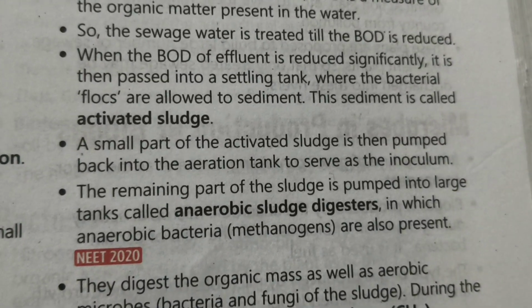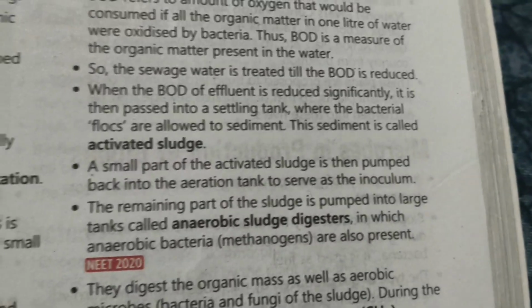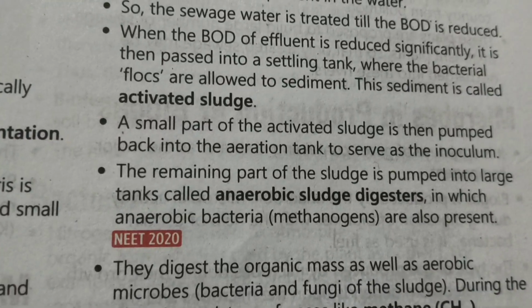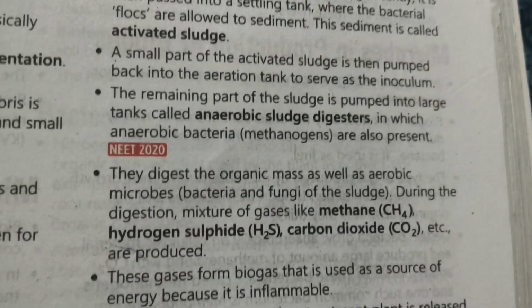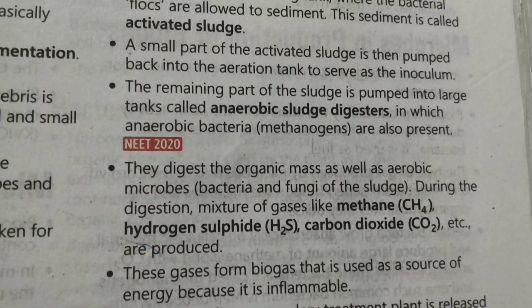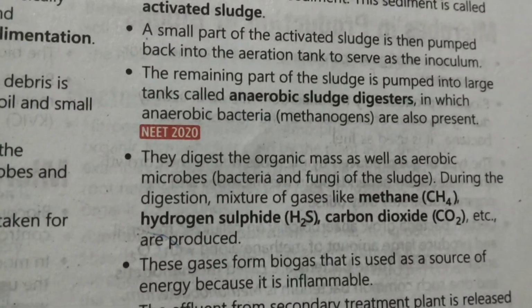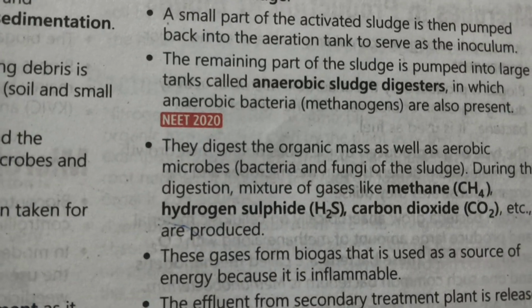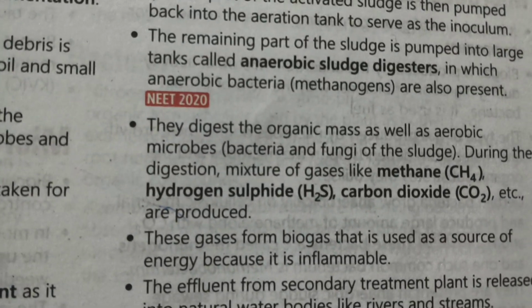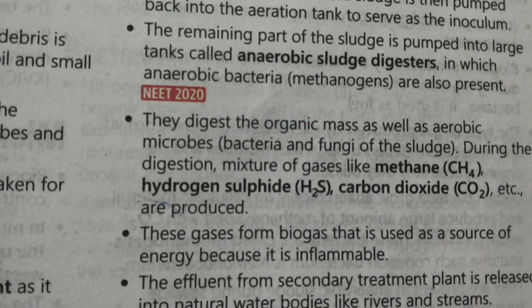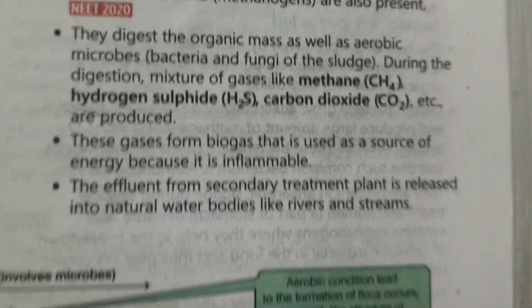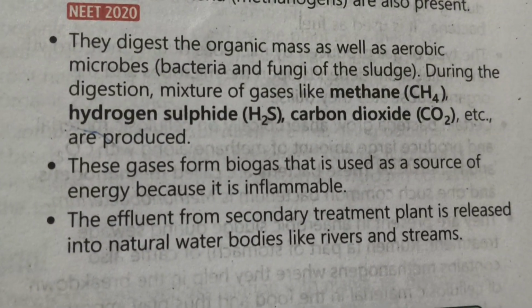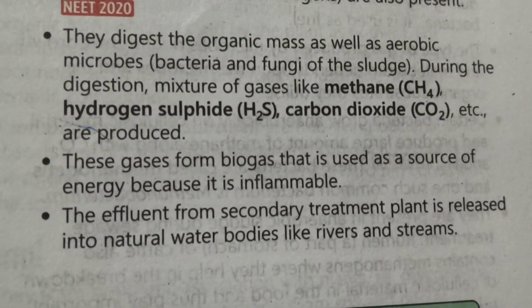The effluent is then passed into a settling tank where the bacterial flocs are allowed to sediment. This sediment is called activated sludge. A small part of the activated sludge is pumped back into the aeration tank to serve as the inoculum. The remaining part of the sludge is pumped into large tanks called anaerobic sludge digesters, in which anaerobic bacteria digest the organic mass as well as aerobic microbes. During digestion, a mixture of gases like methane, hydrogen sulfide, and carbon dioxide is produced.